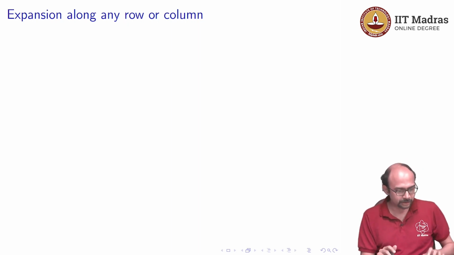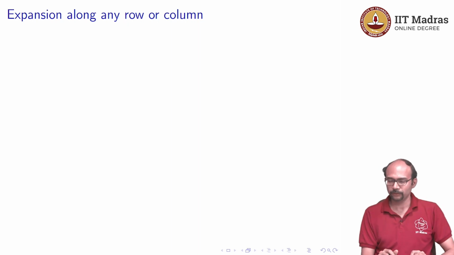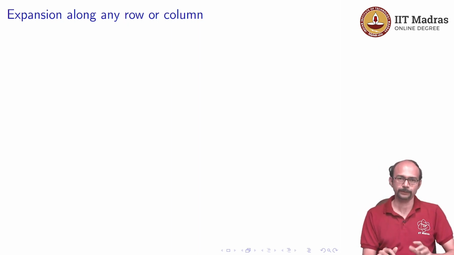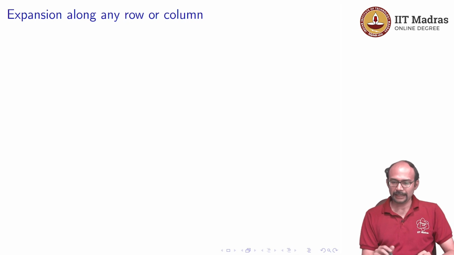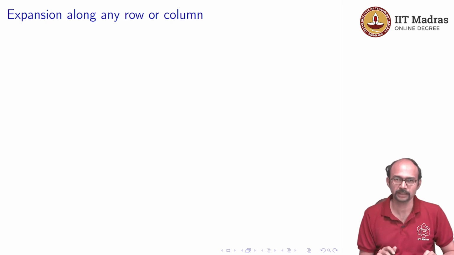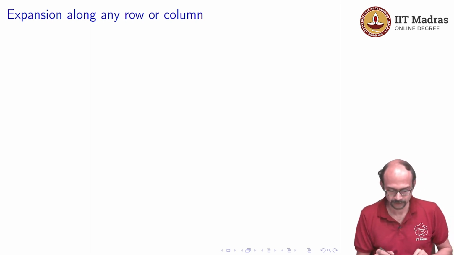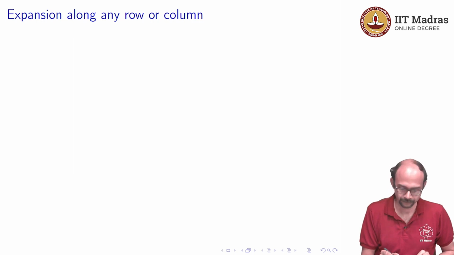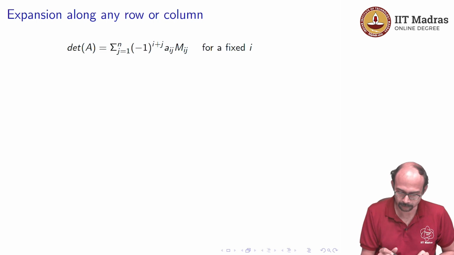So, the reason is because we had a formula for the determinant, in fact the definition, in terms of expanding with respect to the first row. And now what we are going to see is that you can actually do this with any row or any column, and there is nothing very special about the first row. Okay. So, this is called expansion along any row or column.